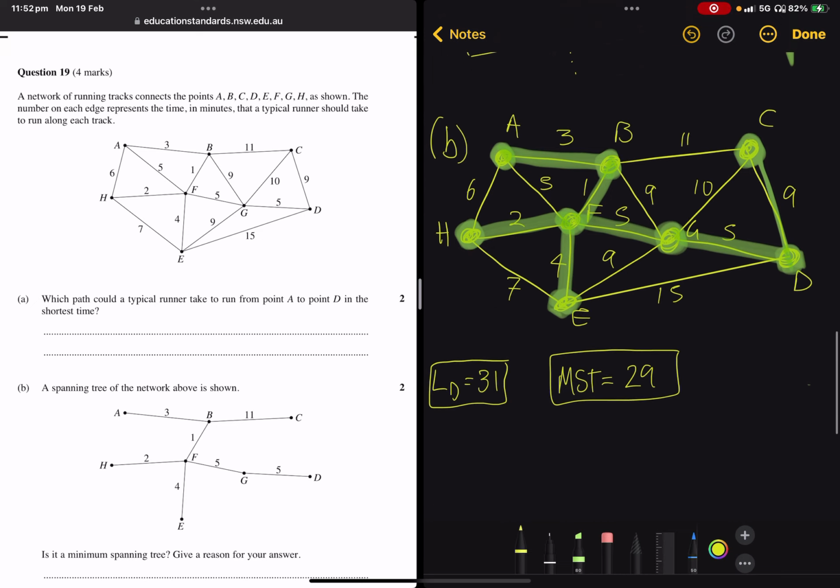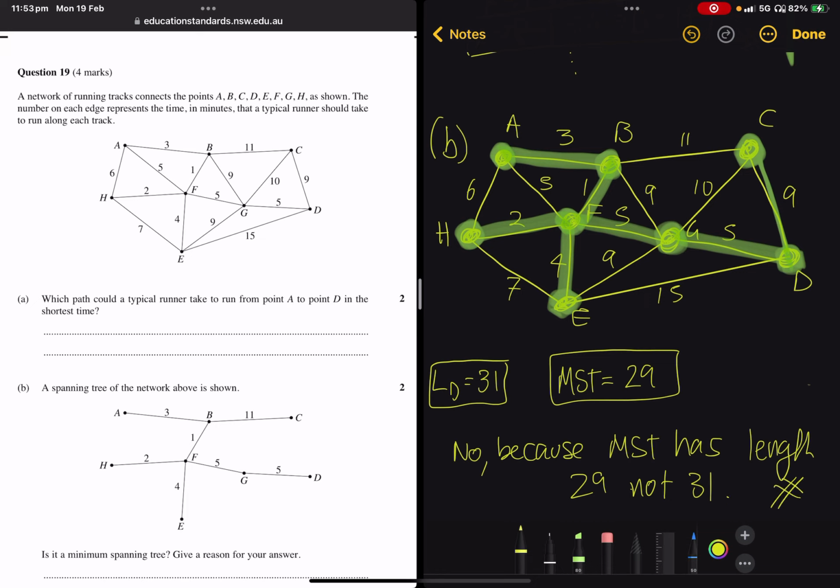So when this question asks us, is the tree listed in the paper a minimum spanning tree? No, because the minimum spanning tree has length 29, not 31. So this is the only reasoning we need. The tree in the paper is too long, and therefore it's not the minimum spanning tree.